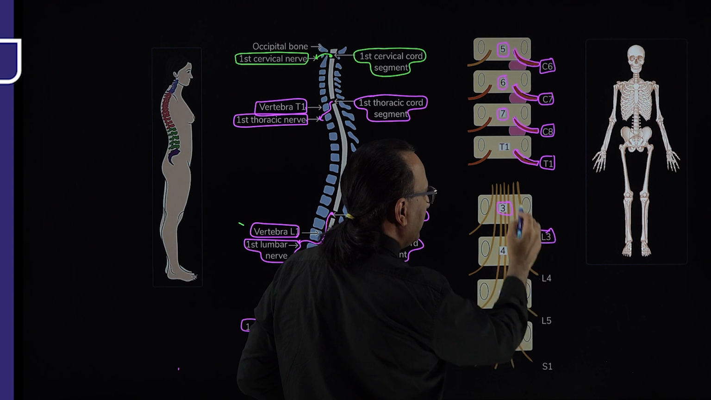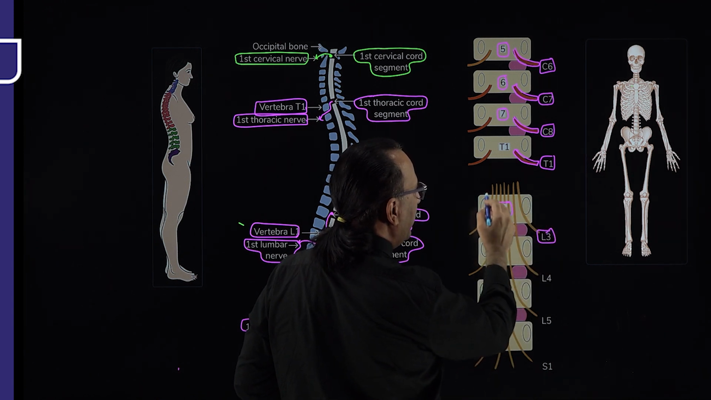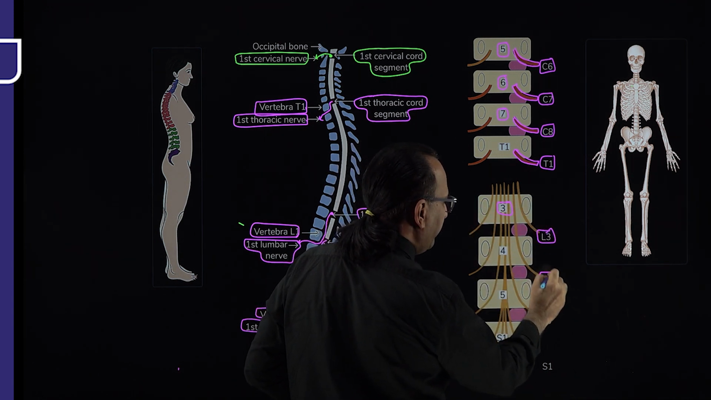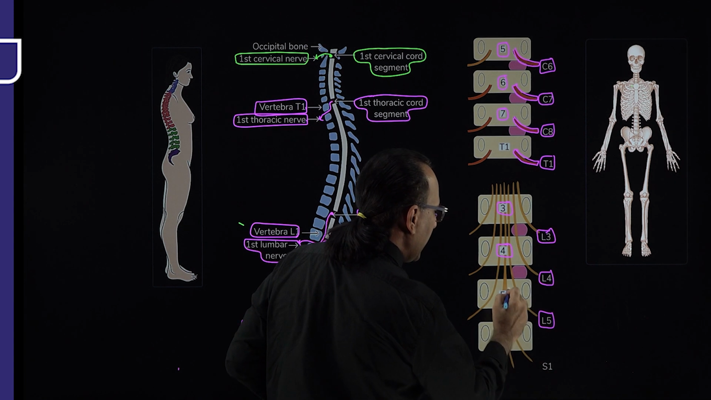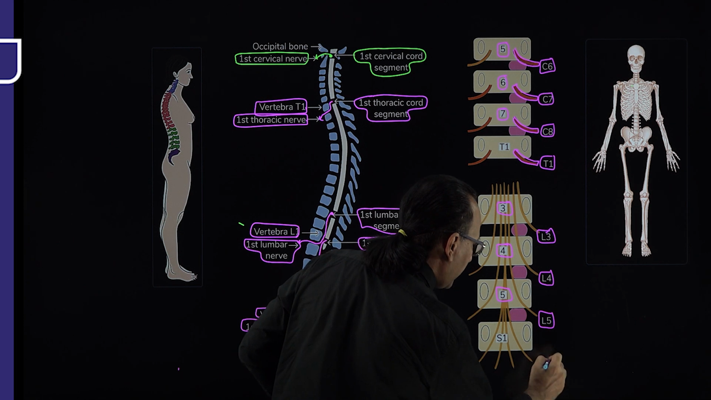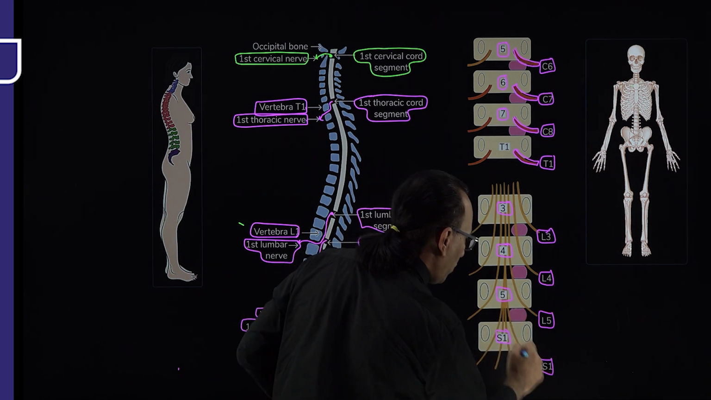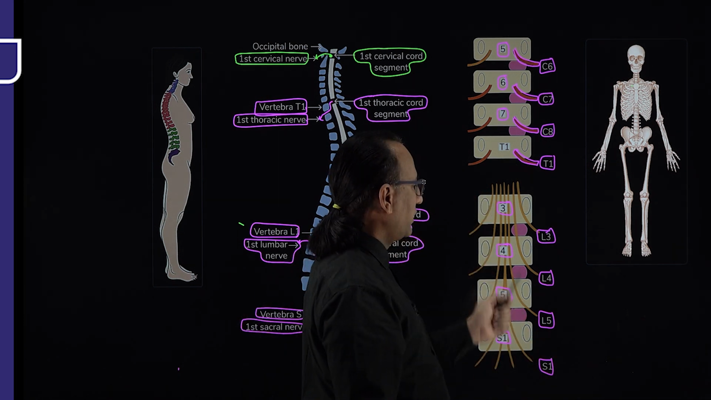Each nerve is passing under the corresponding vertebra. So if it is L3 nerve, it will be passing under the L3 vertebra. Similarly, if it is L4 nerve, it will be passing under the L4 vertebra. L5 nerve under the L5 vertebra. S1 nerve under the S1 vertebra. So what is the use of knowing all this detail?